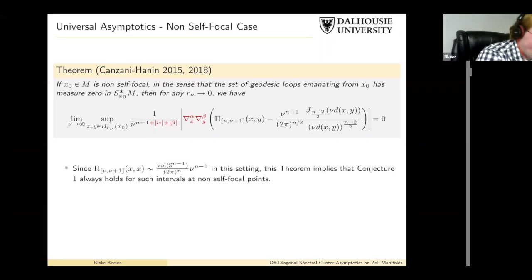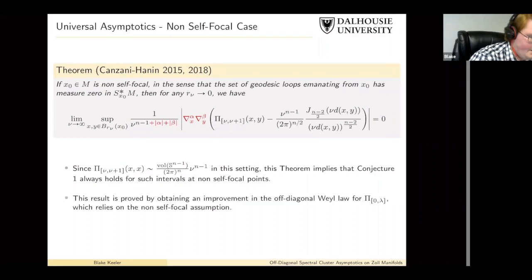Since in this case, the on-diagonal spectral cluster does indeed look like nu to the n minus 1 times this factor of the volume of the sphere divided by some 2 pi's. In this setting, we have conjecture 1 in any case where you have a non-self focal point. So on any manifold, if you can find a non-self focal point, then near that point, you will have this little o behavior for the spectral clusters of roughly unit width.